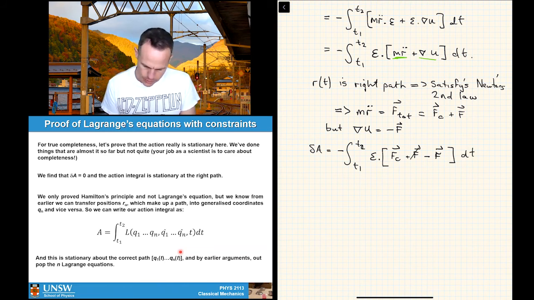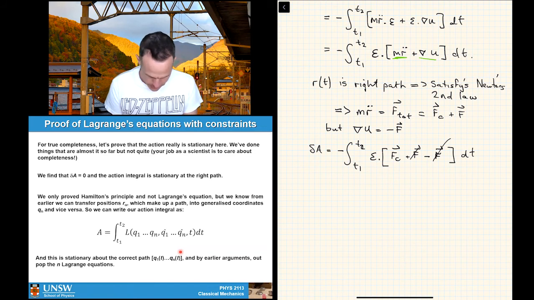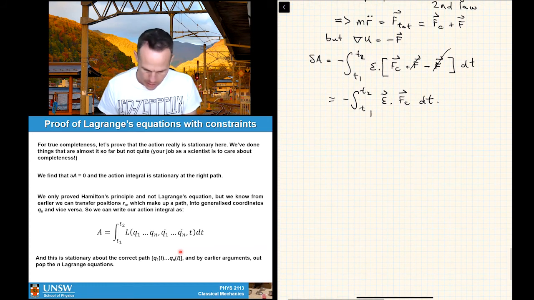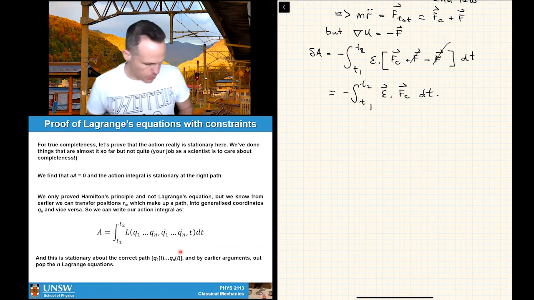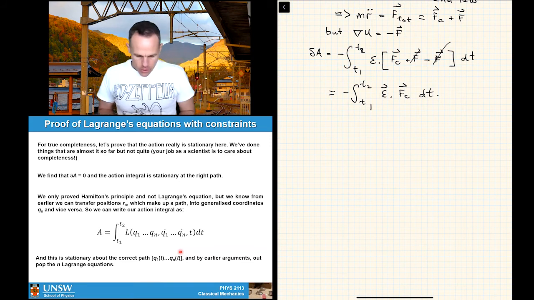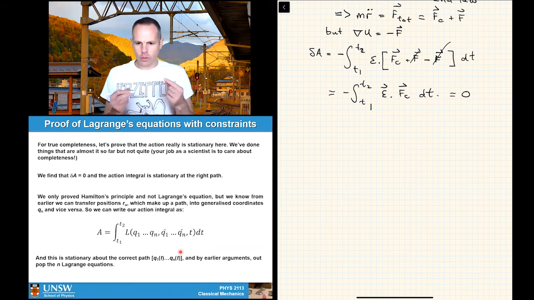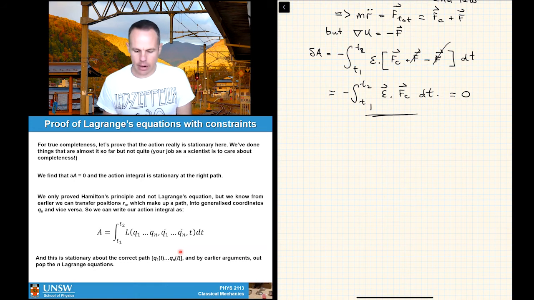And of course this F cancels this F, they're the same thing. And so this thing reduces to minus integral T2, T1, epsilon dot Fc. And of course these two things are vectors, dt. And this is our end result here at this point. Okay, so if we want delta A to be 0, in other words, we want our action integral to be stationary, we require this thing in here to be 0.